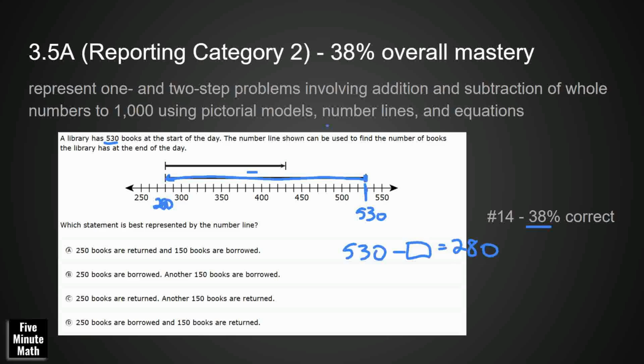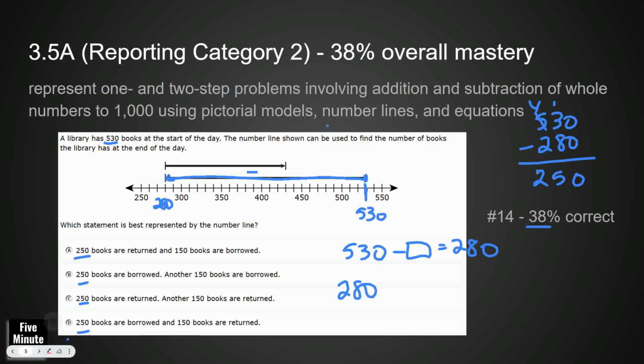Well, I can use just a fact family to do that missing number, and I can figure out that this is going to be 250. All right, you notice everything says 250. Now, when we get that 250, I'm at that 280, and then I go to the right. So if I'm going to the right, that means I'm going to be adding something. And I end up at, what's that, 430. So 280 plus something is going to get me 430.